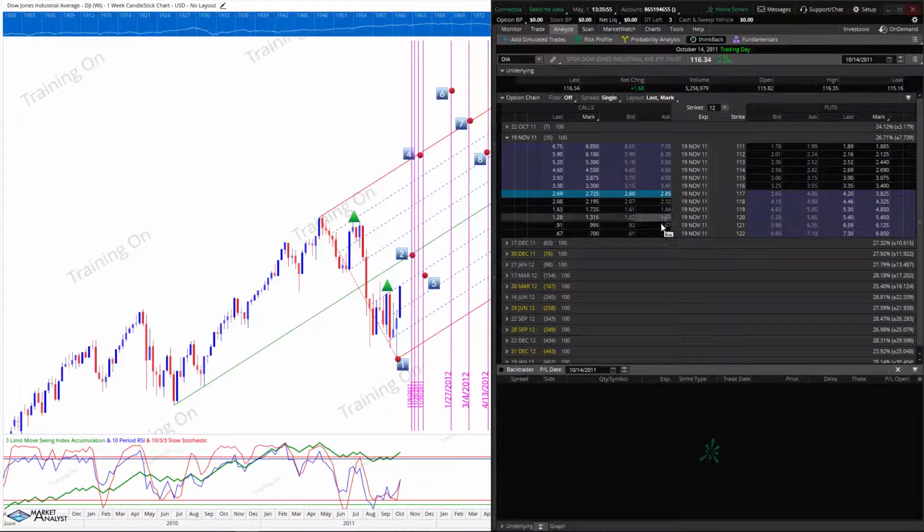Anyhow, so let's look at buying a call. We'll do it close to the money. The money means wherever we are, which is 116 to 117.